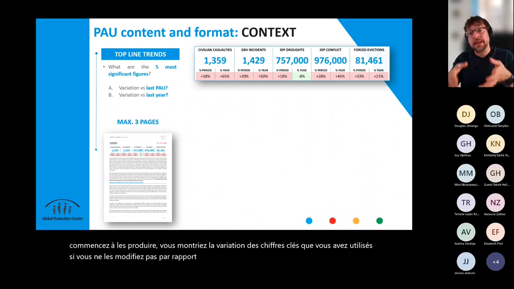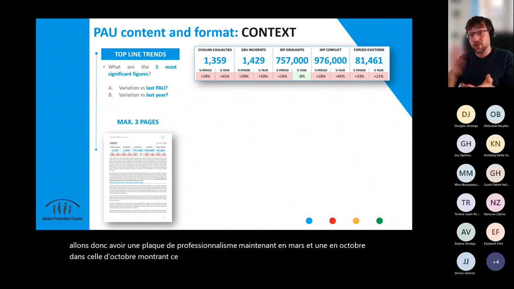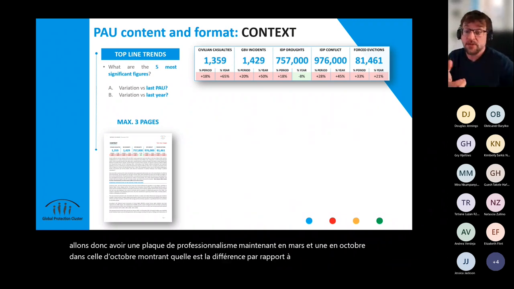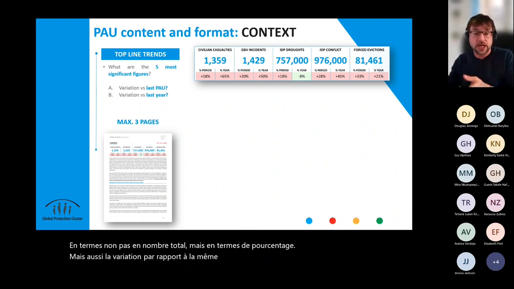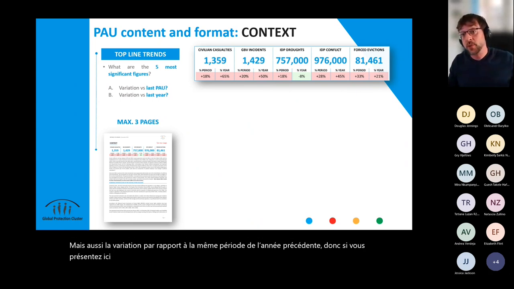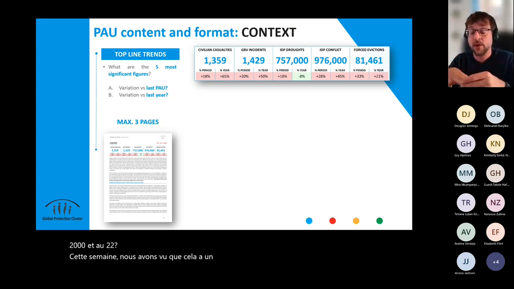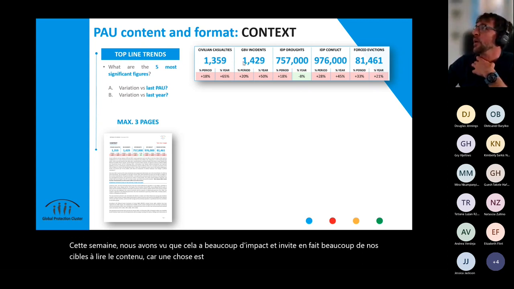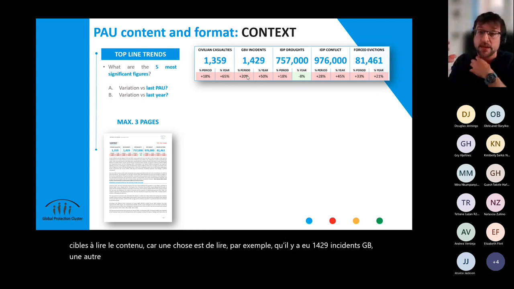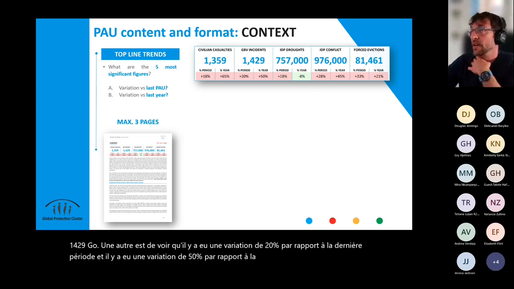So we are going to have a protection analysis update now in March and one in October. In the one in October, show the variation compared to the one in March, not in total number but in terms of percentage, but also the variation compared to the same period of the year before. So if you're presenting here in March, show the variation compared to March 2022. We have seen that this is quite impactful and actually invites many of our targets to read the content. Because one thing is to read, for instance, that there have been 1,429 GBV incidents. Another is to see that there has been a 20% variation compared to the last period, and a 50% variation compared to the last year. That's actually much more impactful.